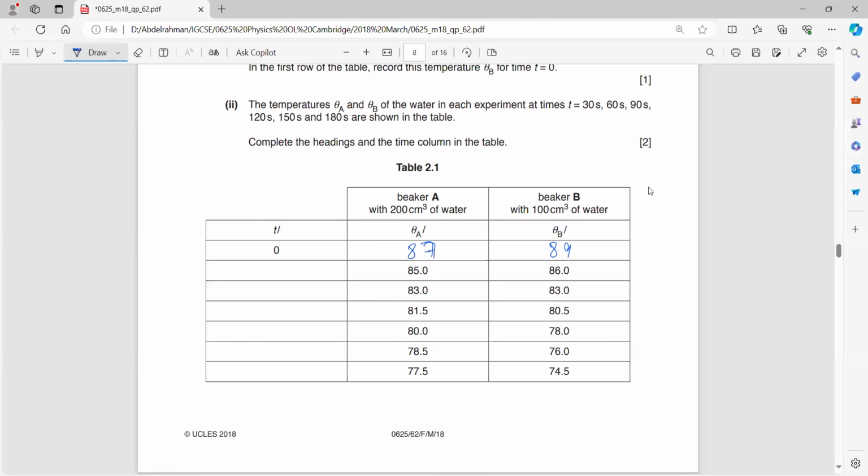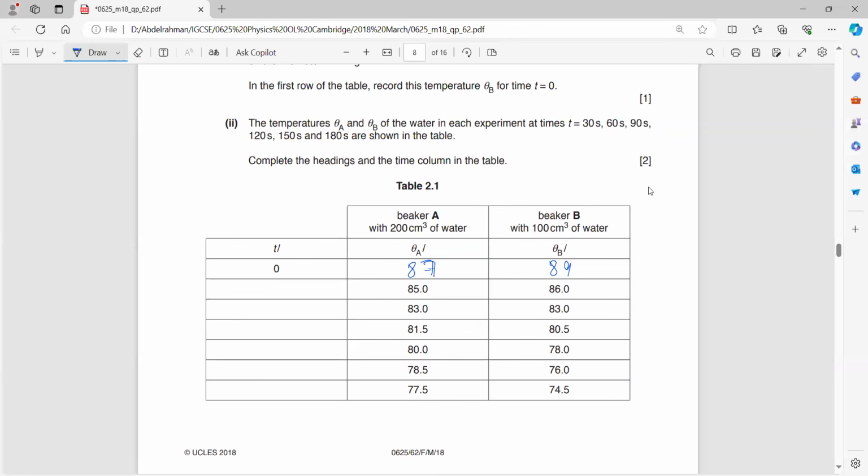The temperatures theta A and theta B, at times 30, 60, 90. Can I complete the headings and the time column? Yes, I definitely can complete the headings and the time column. You have a question?